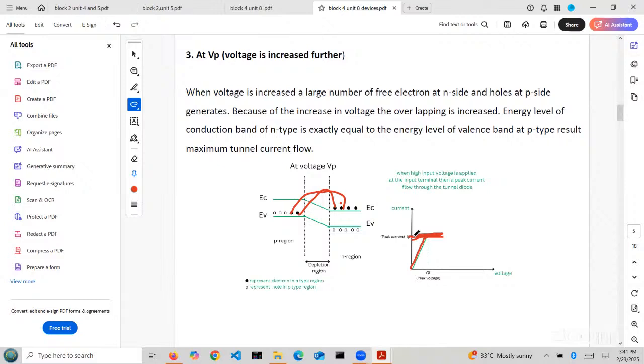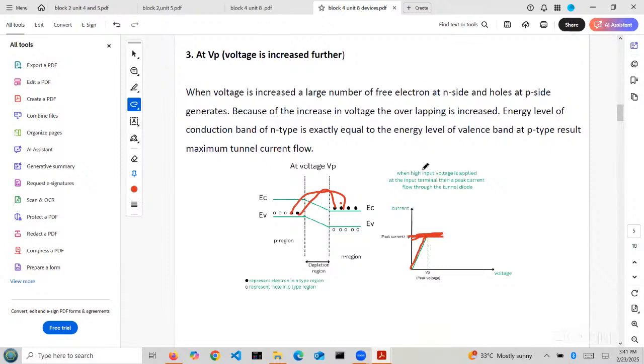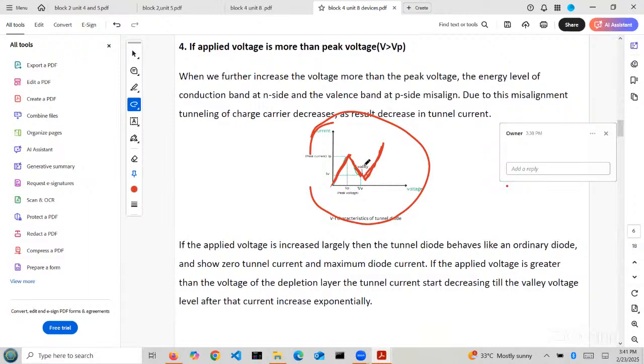If I increase beyond this, what happens? Conduction band is moving upward. If it moves upward, it is unable to jump. That is given in the third one. See the third diagram? If voltage is further increased, the current is decreasing. If voltage is increased further, what happens? The current is decreased, which is represented in the third one. Next, in the fourth one, if more voltage is increased, it acts as a normal junction diode.